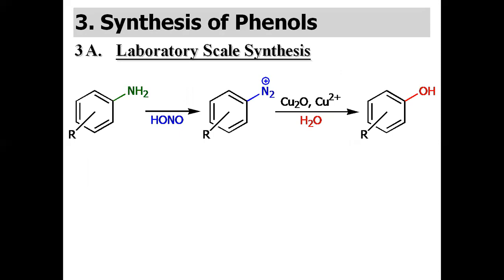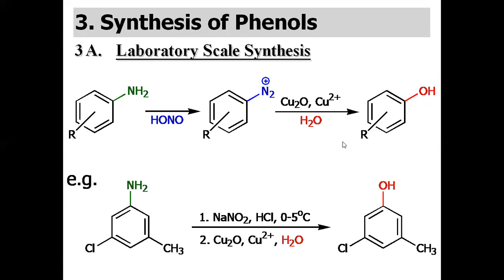In the first example, let's say we have an aniline derivative, here R means any group which is directly attached with the ring, or aniline itself. When treated with nitrous acid, it will give you the diazonium salt. Now this diazonium salt, in the presence of copper oxide, is immediately attacked by the water molecule to give you the corresponding phenol. We have one example here for this reaction.